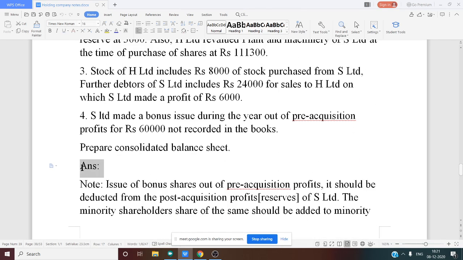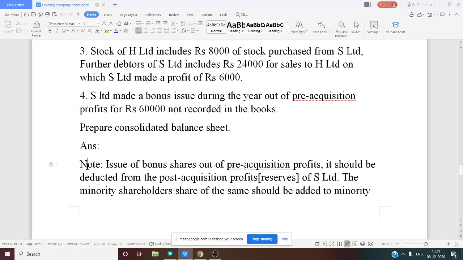Before discussing, there are some notes that we have to see. Issue of bonus shares out of pre-acquisition profit. How do we know? That is given in the adjustment. It should be deducted from post acquisition profit, I have written here, but there is one change. It is not post, it is pre. There is a correction. It is pre-acquisition profit. You have to correct that in the notes. It is a typing mistake. Issue of bonus shares out of pre-acquisition profit should be deducted from pre-acquisition profit of S Limited. So that is clear.